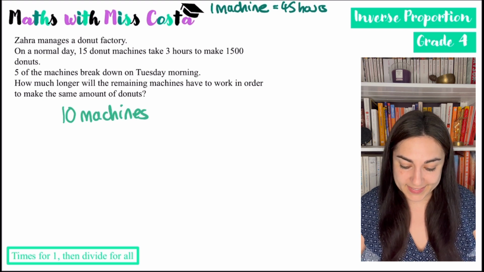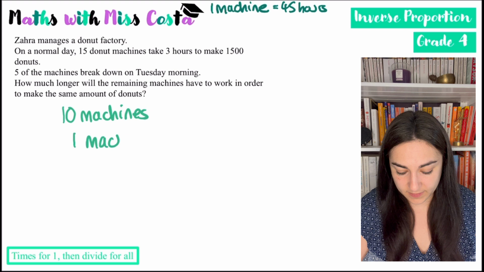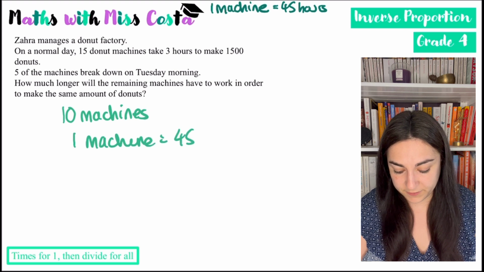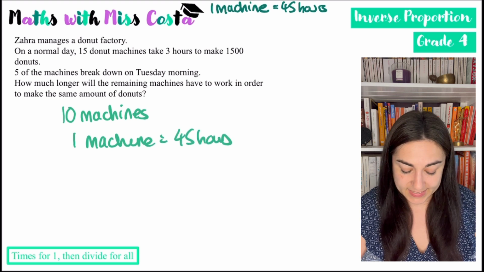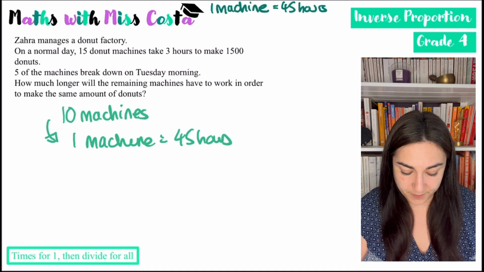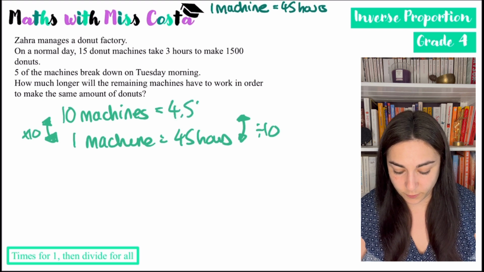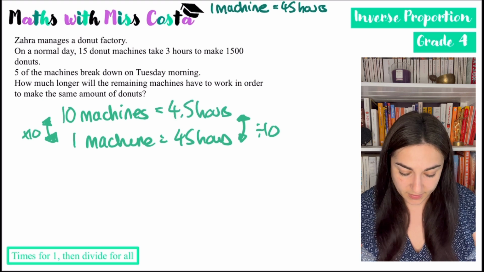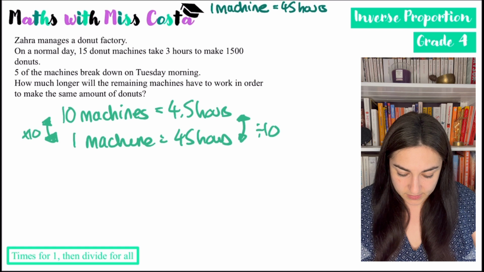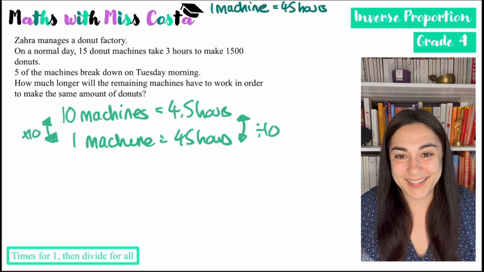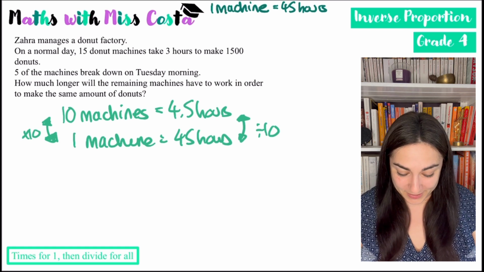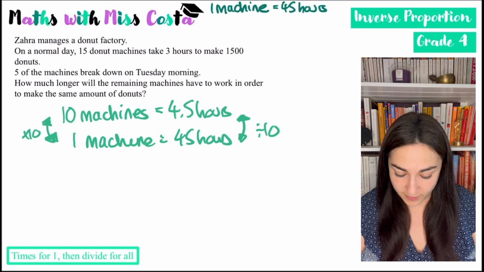Okay, so I know that it takes one machine 45 hours. To get from 1 to 10 machines, I'm going to times by 10, so over here, I'm going to have to divide by 10. 10 machines would take 4.5 hours. Oh, this isn't actually a really long question. So 10 machines would take 4.5 hours.